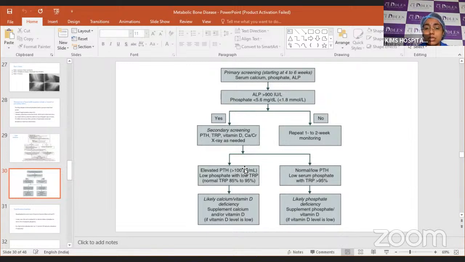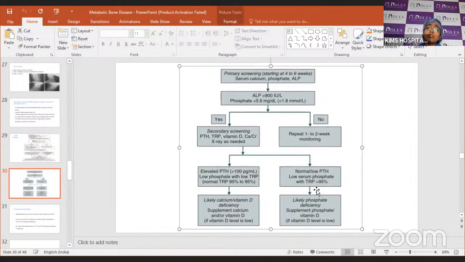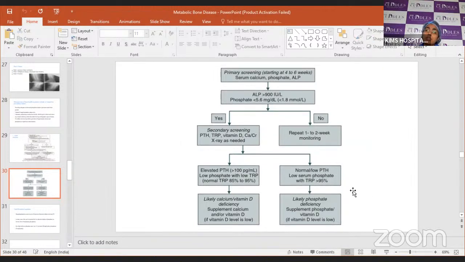If there is elevated PTH and low phosphate, low tubular reabsorption of phosphate, then we will consider either calcium or vitamin D deficiency and we will treat accordingly. If there is normal or low PTH and low serum phosphate with high tubular reabsorption of phosphate, consider phosphate deficiency and we will supplement with phosphate, and vitamin D if the vitamin D level is low.